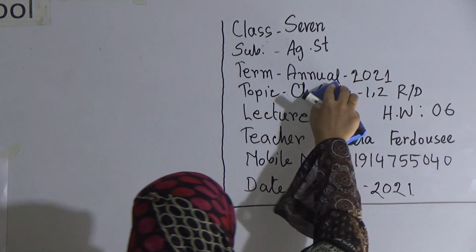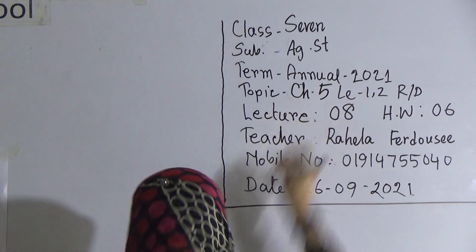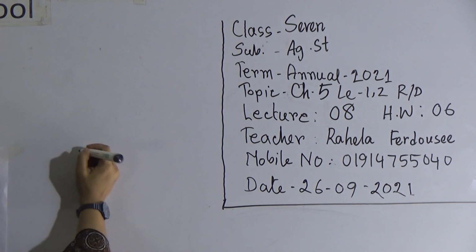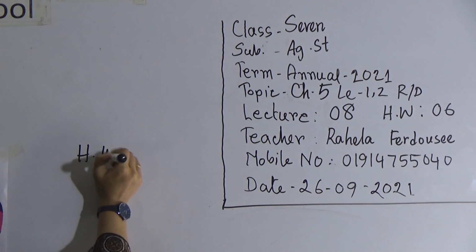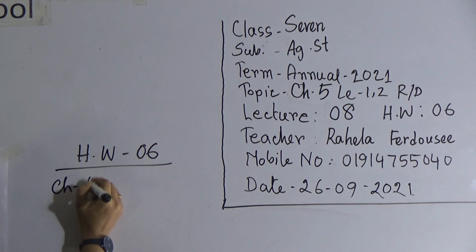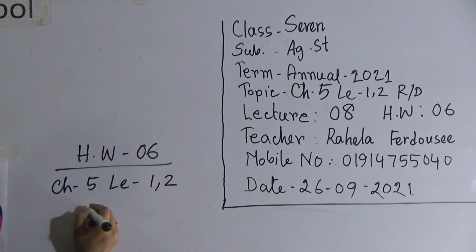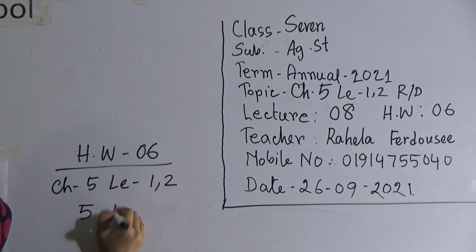Chapter 5. Sorry, here I have written chapter 4. It will be chapter 5. And after completing the studying, you will do HW number 6, that you will prepare 5 MCQs from chapter 5, lesson 1, 2.